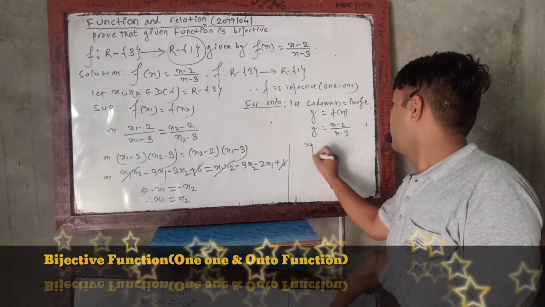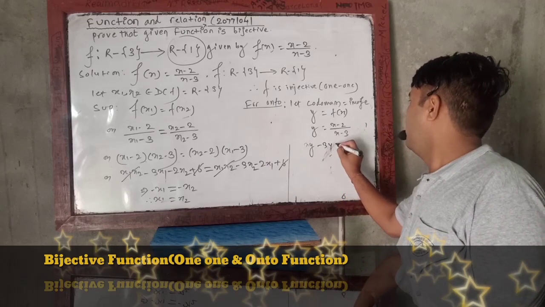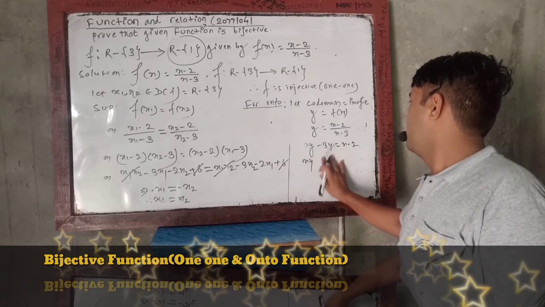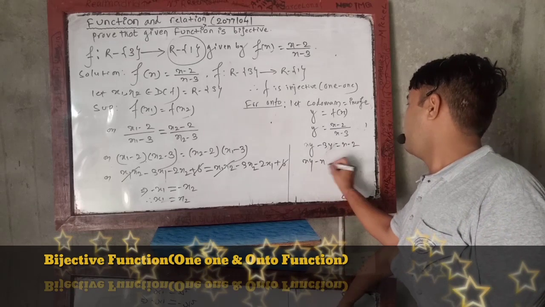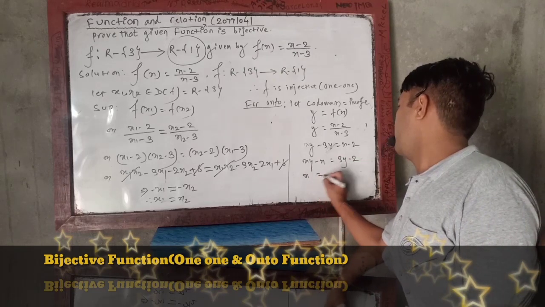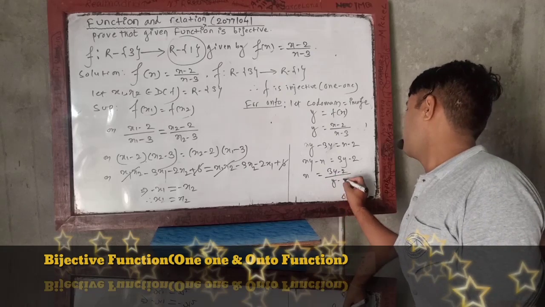Okay, xy minus 3y, this is equal to x minus 2. Simplifying, xy minus x is equal to 3y minus 2. So x equals what? 3y minus 2, all over y minus 1.